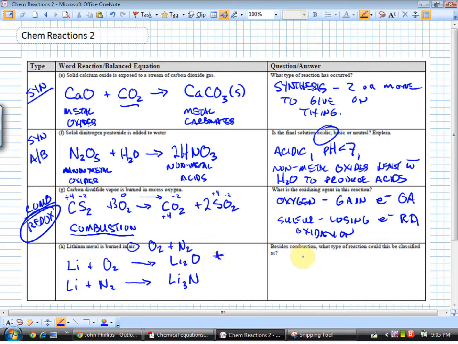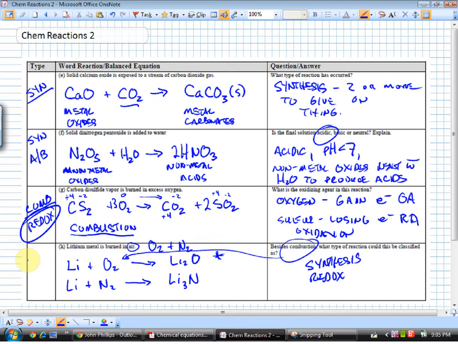Besides combustion, oh, notice they tipped you off there. Besides combustion, they are pointing to this reaction. So in the words here, combustion, what type of reaction would this be classified as? What do you think? We would classify it as synthesis. We would classify it also as redox. Notice the lithium is losing electrons. Lithium is going to lithium plus. Oxygen is going from 0 to -2. So this is a synthesis or a redox reaction. Again, either of those answers would probably be appropriate.